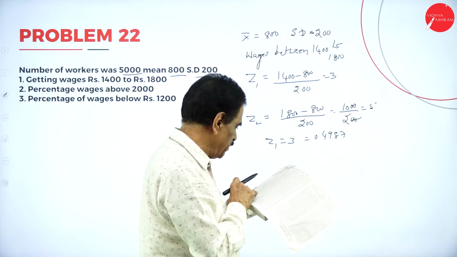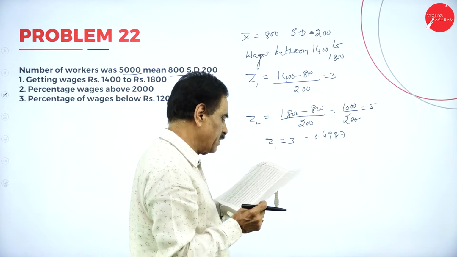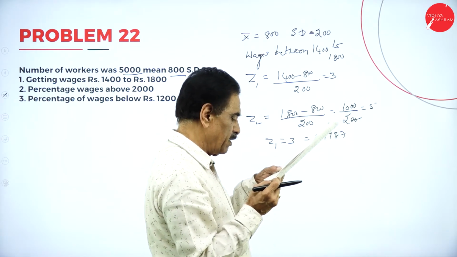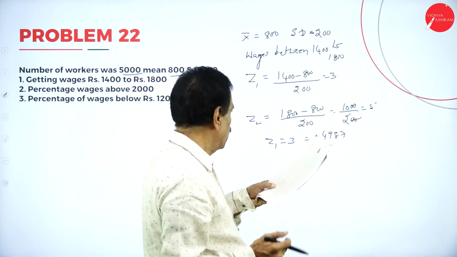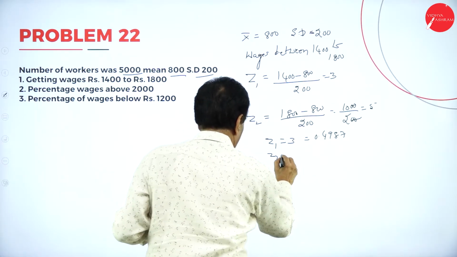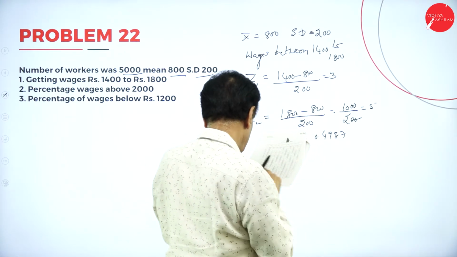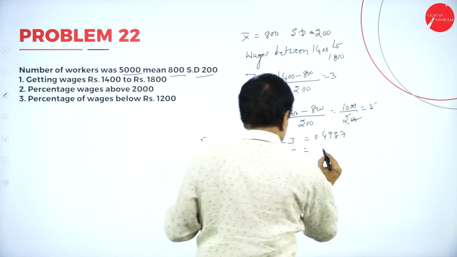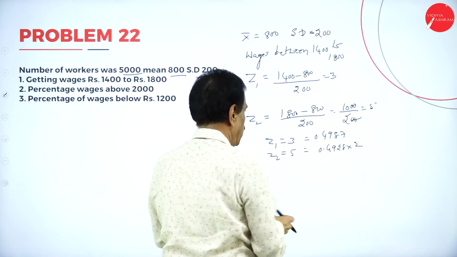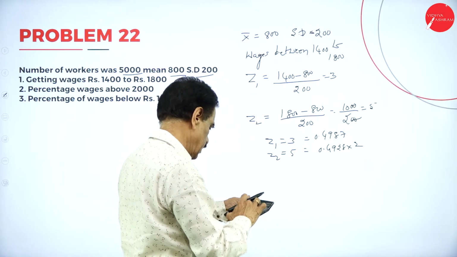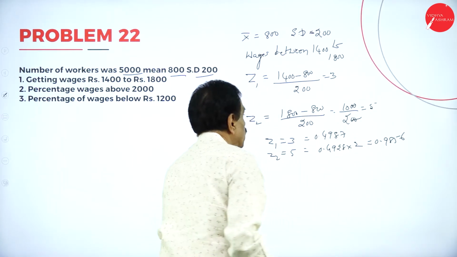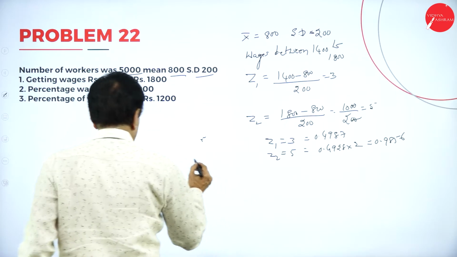In the normal distribution table, the maximum is 3.5. The value for 5 is not there. So 0.5 is 2.5 doubled. For Z2, 5, take 0.4928 into 2, which is 0.9856. Put it in the graph now.